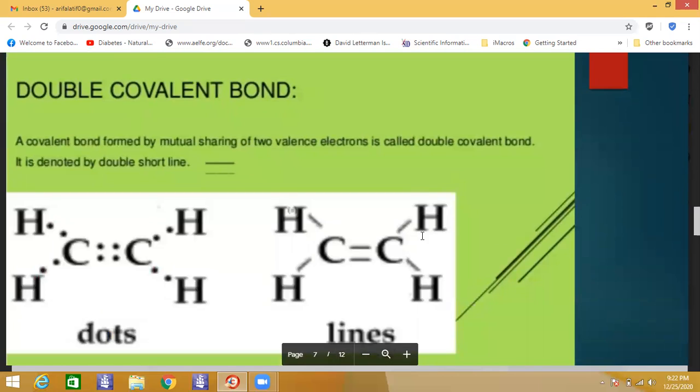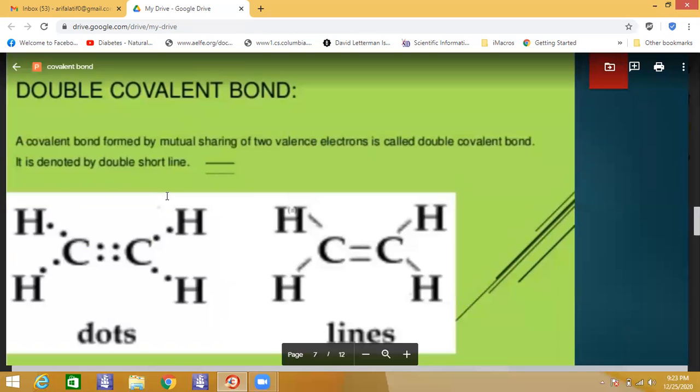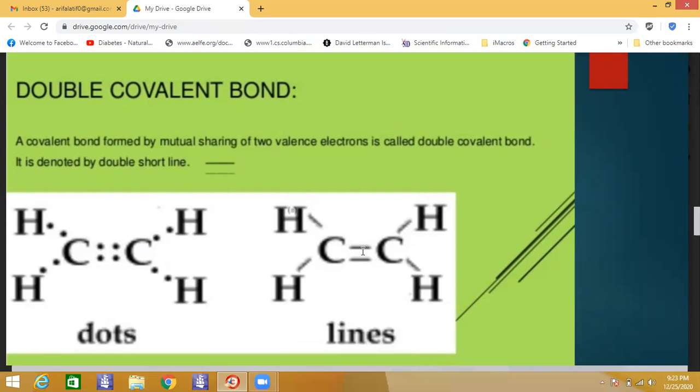Now we have the second type, which is double covalent bond. The bond which is formed due to sharing of two pairs of electrons between two atoms is called double covalent bond. Each atom contributes two unpaired electrons which are paired with the electrons of the other atom. For example, we have this ethene molecule, C2H4, in which two electrons are shared from this carbon and two from this carbon. These dots are the electrons. So they are making the double covalent bond, and it is represented with double short lines. This type of bond where there is mutual sharing of two valence electrons is called double covalent bond.